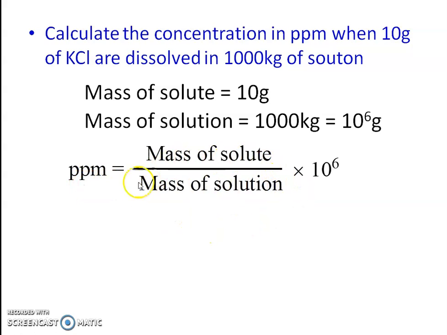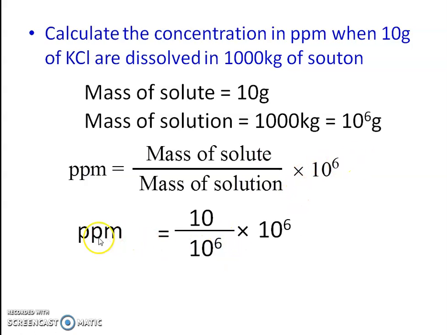ppm is equal to mass of solute upon mass of solution into 10⁶. So ppm is equal to 10 upon 10⁶ into 10⁶. The 10⁶ and 10⁶ will cancel, and it will be 10 ppm. So the concentration of the solution is 10 ppm. The meaning of this is that a solution containing 10 gram KCl in 1000 kilogram of solution will be 10 ppm.